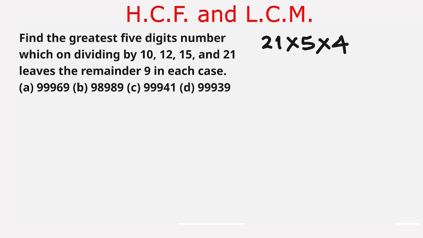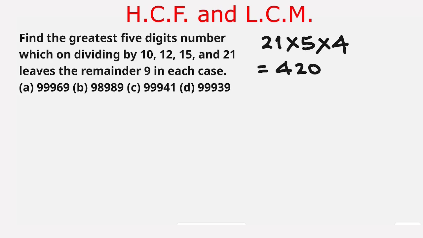Now 10. 10 is 5 times 2. 2 is included in 4 and 5 is already there. So 10 is included in 21 multiplied by 5 multiplied by 4. So this must be our LCM. And this is equal to 5 times 4 is 20 and 21 multiplied by 20 is 420. I hope you have understood the shortcut method of finding LCM.